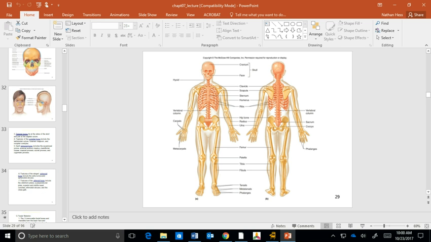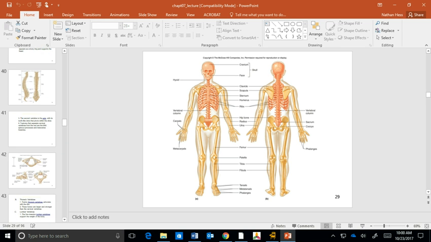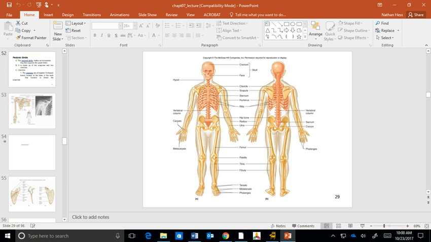Okay, I got to skip forward a good ways here to find where our joints are. So give me a moment to move.